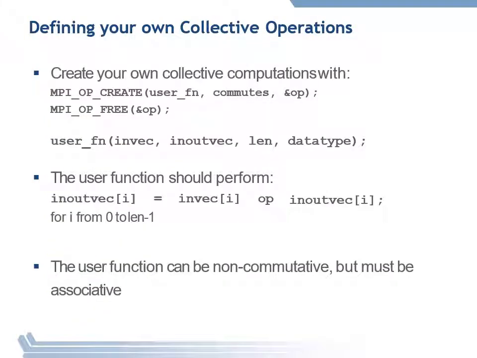Defining your own collective operations. We can actually create our own collective computations using MPI_Op_create, also MPI_Op_free, and user_fn with the parameters. So the user function should generally perform inoutvec[i] equal to invec[i] op inoutvec[i], for i from 0 up. The user function has to be associative, but it can also be non-commutative.